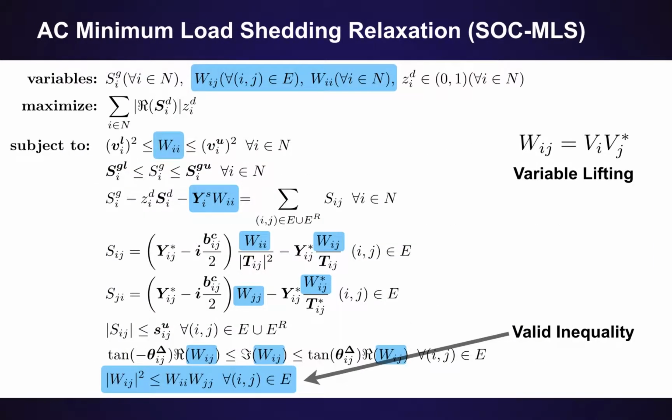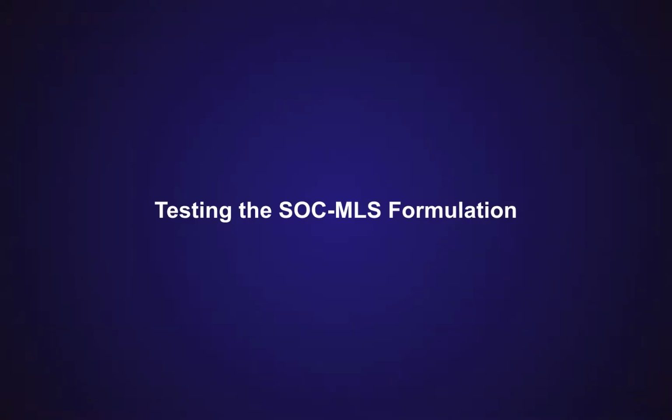So how do we make the current AC load shedding problem into a second order cone relaxation? Well, we're going to play the same trick we did before. We're going to introduce these W variables and then add this valid inequality. So now we have a hybrid of the AC load shedding and the second order convex relaxation that we saw before, and we use the shorthand SOC-MLS for this. You can see here the differences, that we still retain the load shedding part of the problem.